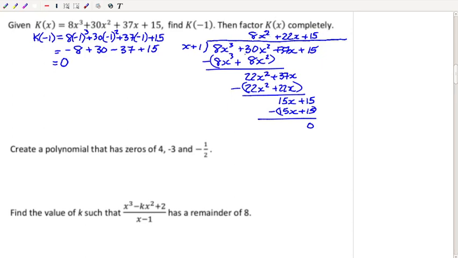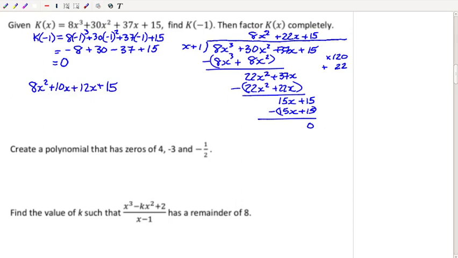So if you remember how that works, 8 times 15, let's see, what does that give me? 8 times 15 is 120. So I need to find factors that multiply to 120 and add to 22. That's what I'm looking for. Factors that multiply to 120, add to 22. And I think what I'm going to get is 10 times 12. So I'm going to rewrite this middle term: 8x squared plus 10x plus 12x plus 15, and then do factoring by grouping.